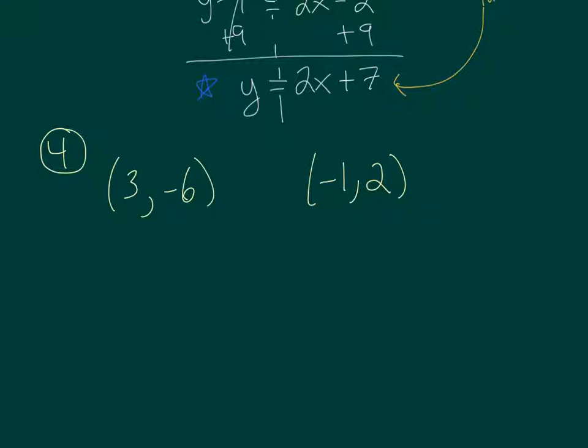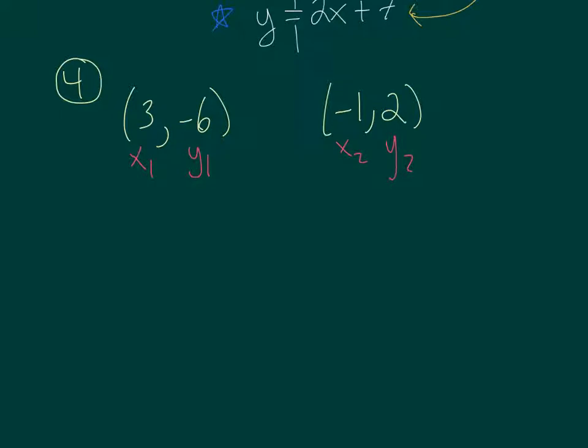Before I do that, I like to label my coordinates. So I'm going to call this one x1, y1, and I'm going to call this one x2, y2. And then I will use the slope formula to get the slope between those 2 points. And we remember the slope formula is m equals y2 minus y1 over x2 minus x1. We can also think of this as the change in y over the change in x, or rise over run. So let's go ahead and just replace in our numbers and see what we get.